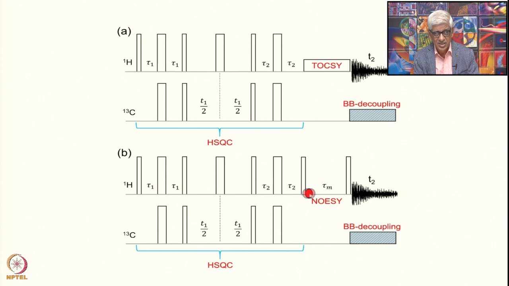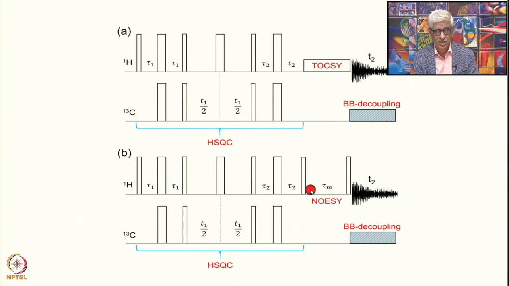Similarly, in this particular example, until here you have the HSQC spectrum, so the C13 proton correlation, and then the portion which is added after this is the NOESY. So you have the mixing time here, tau m, the NOESY mixing time. During this period you have the transfer of information happening between the protons which are close by in space, or if there is a chemical exchange happening, that also can happen here. So whichever process is happening, you will see correlations for those particular protons.